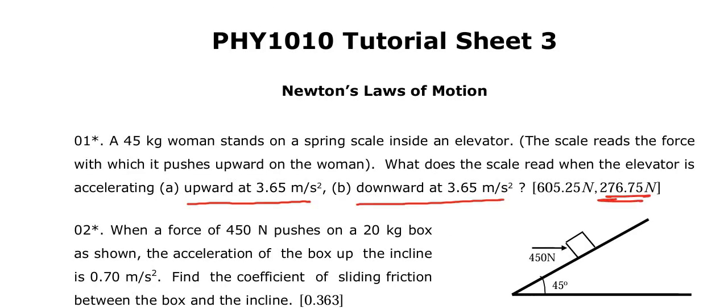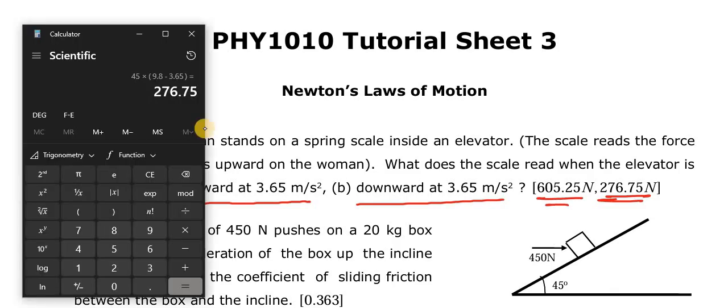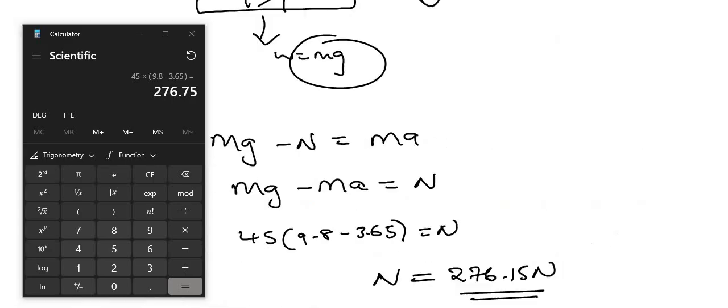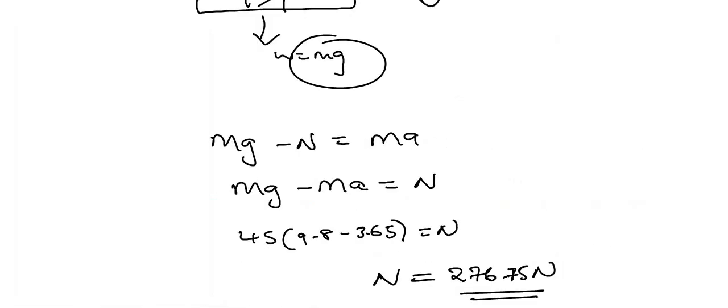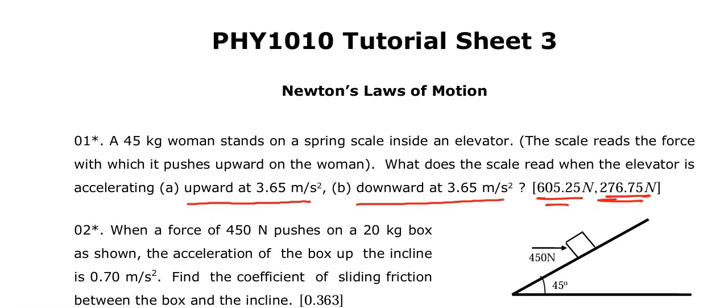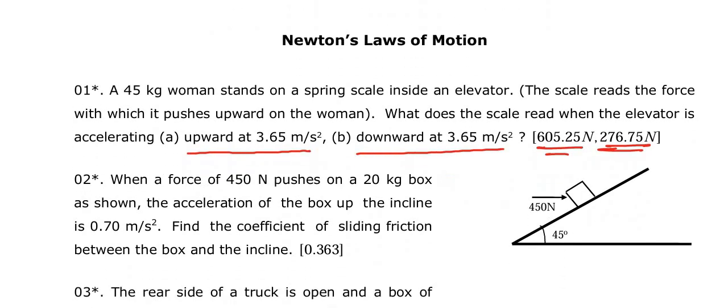Let's see what the calculator gave us. It's a 75, not 15. Yeah, this should be 275. So this answers your question number 1. Hope this is okay. We're just using the second law of Newton. Then let's look at the second one.